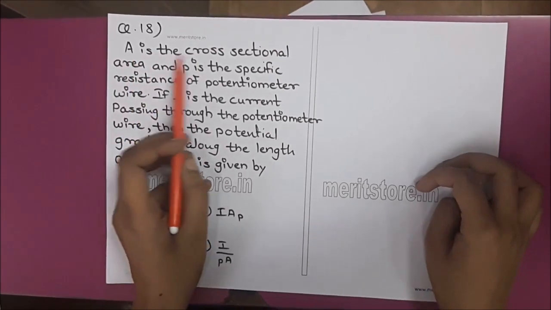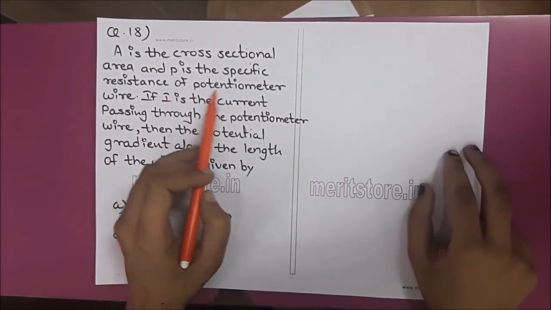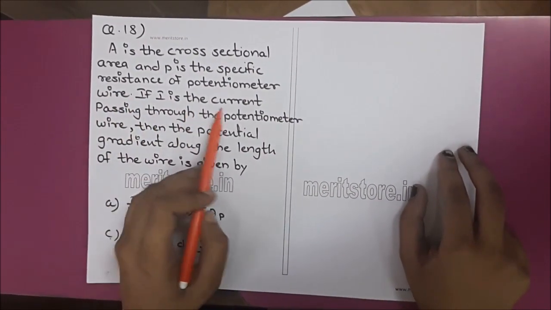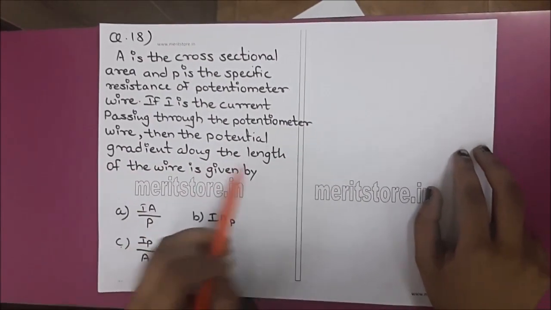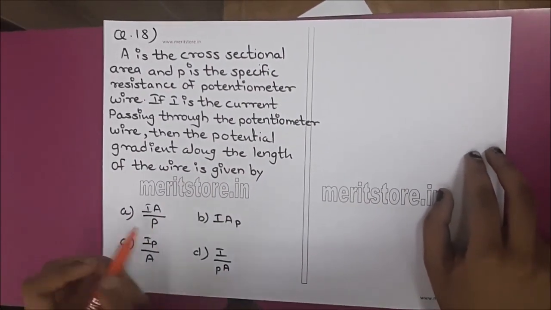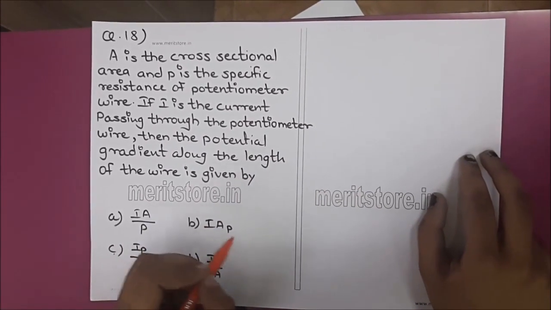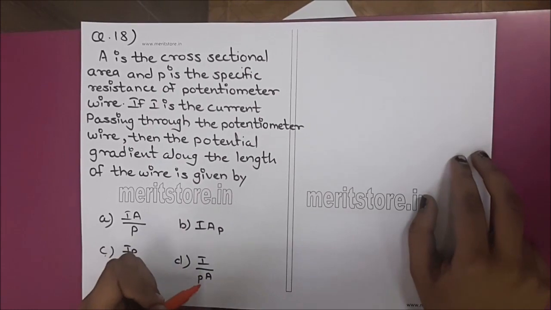A is the cross-sectional area and rho is the specific resistance of the potentiometer wire. If I is the current passing through the potentiometer wire, then the potential gradient along the length of the wire is given by A, I A by rho, B, I A rho, C, I rho by A, D, I by rho A.